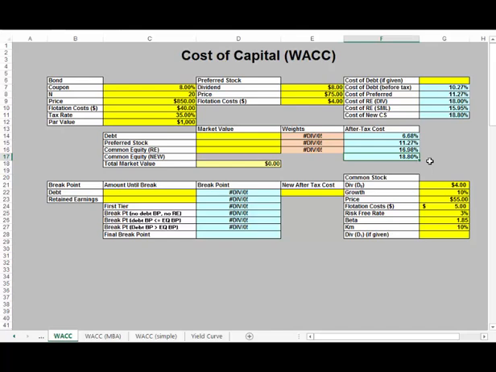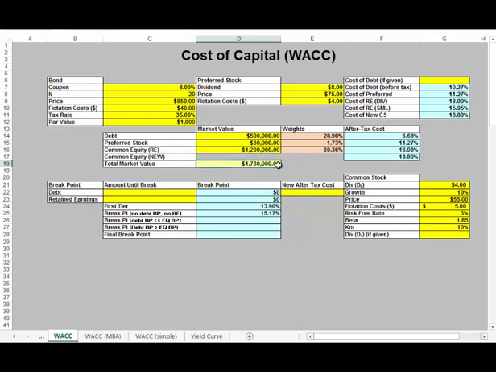So the next step, now that we understand the cost structure, we have to look and see, well, what is the company's current capital structure? What does it look like? So let's say we have $500,000 worth of debt. We have $30,000 worth of preferred stock, and we have $1.2 million worth of equity.